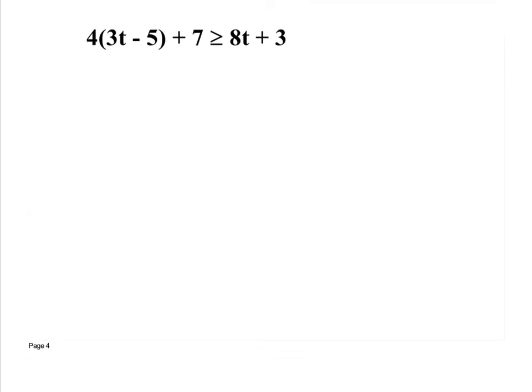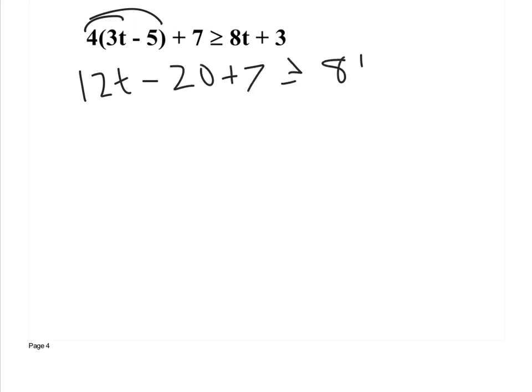Alright, write this one down. I see a problem like this. Before I can move variables over, before I can move anything from one side to the other, I have to work everything out that I possibly can. In this case, I need to distribute the 4. This is multiplication, so 4 times 3t is 12t. I drop the sign down, 4 times 5 is 20, plus 7 is greater than or equal to 8t plus 3.